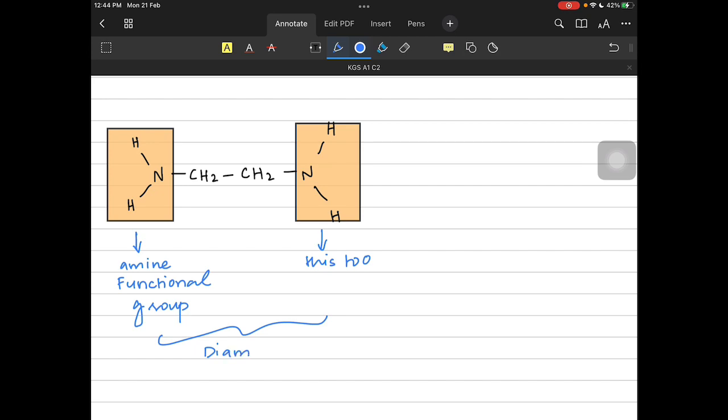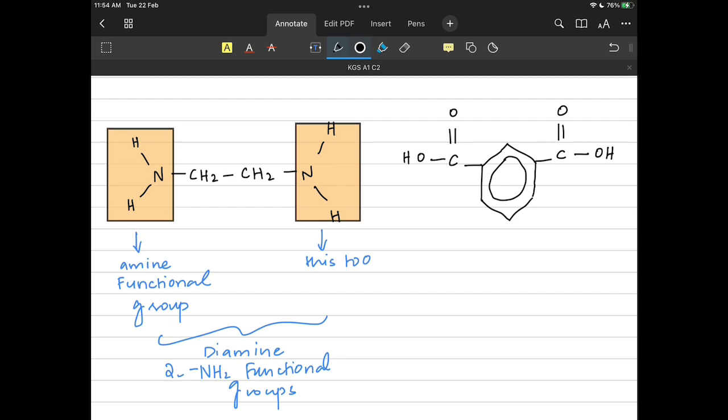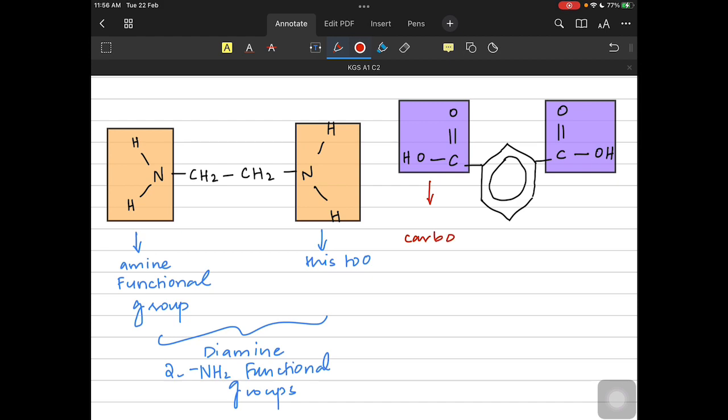This molecule has two functional groups of the amine, so I'm going to call it diamine because it has two amine functional groups. It has two NH2 groups. So this is a diamine over here, and it's going to be a monomer for our new polymer. On the other side, I have a dicarboxylic acid because it got two carboxylic acid functional groups on both sides of a molecule. What is this hexagon and the circle? We don't care about it. We don't have to worry about it. We just know that there is carboxylic acid functional group on both sides, on left and right.